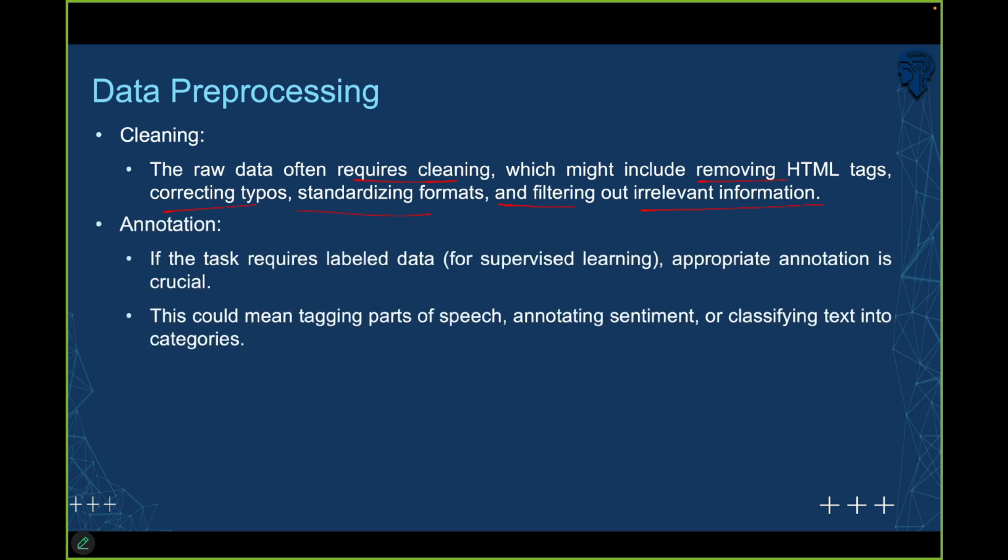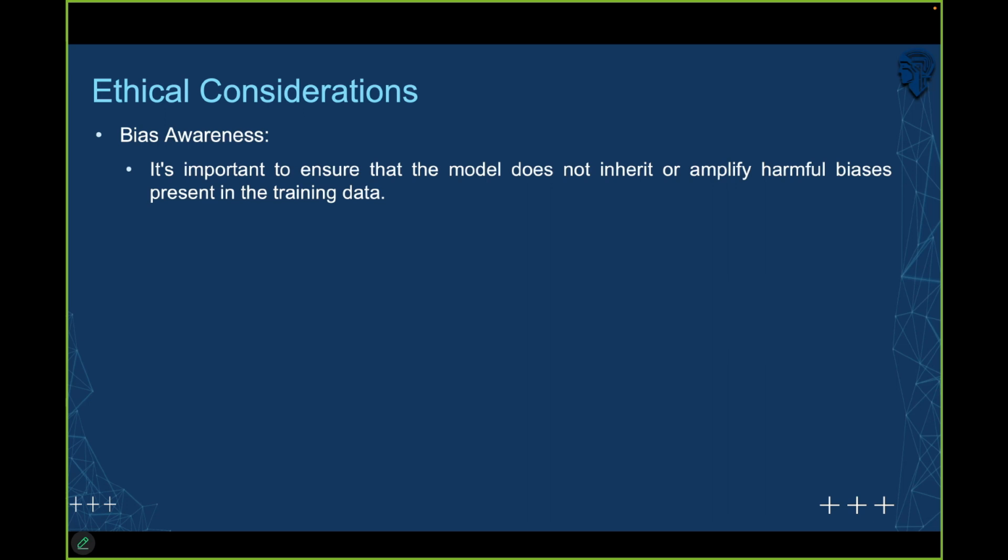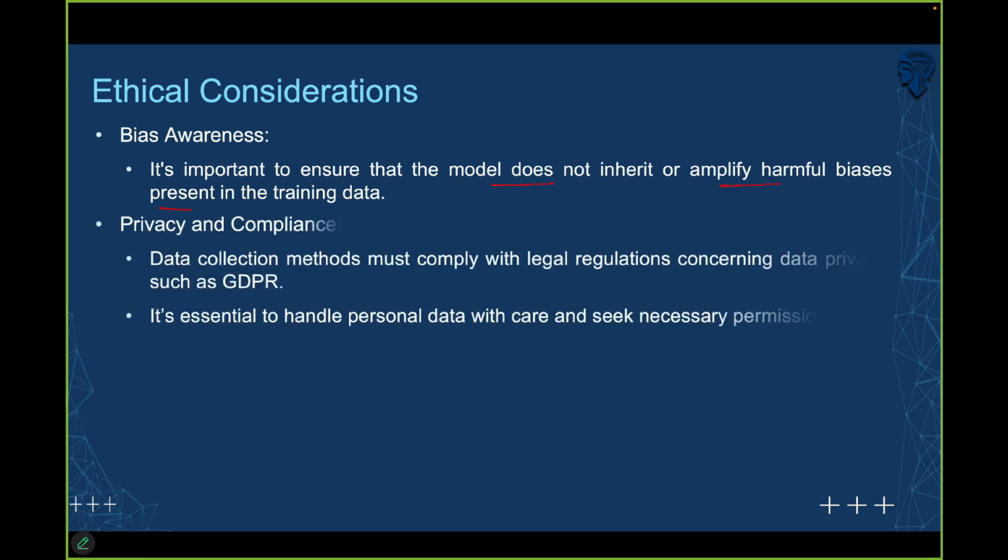Annotation data. If the task requires a labeled data set for supervised learning, you need to annotate it properly. This could mean tagging parts of speech or annotating sentiments or classifying text into categories. Balancing. Ensuring the data set is balanced across different classes or labels to prevent biases during model training. Ethical considerations are also there when you plan to build a model, when you are collecting the data, like bias awareness. It's important to ensure that the model does not inherit or amplify harmful biases present in the training data.